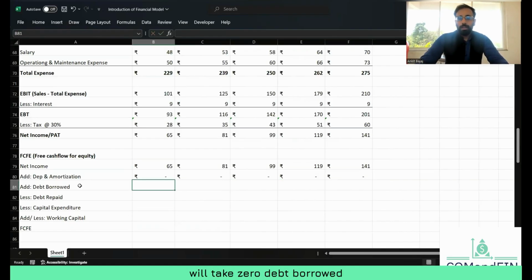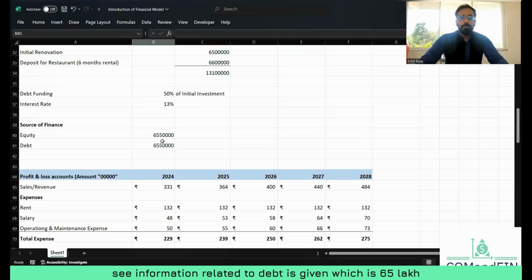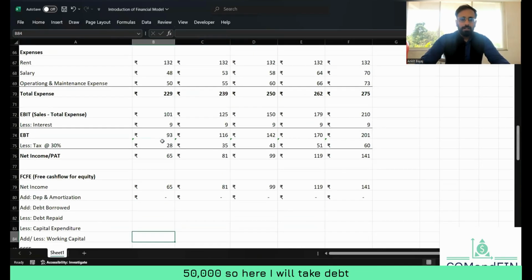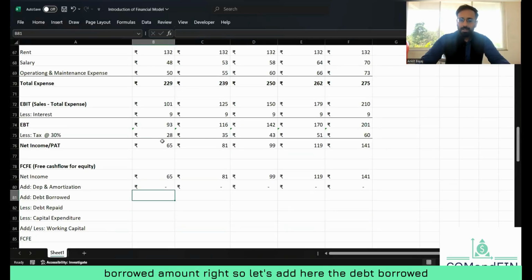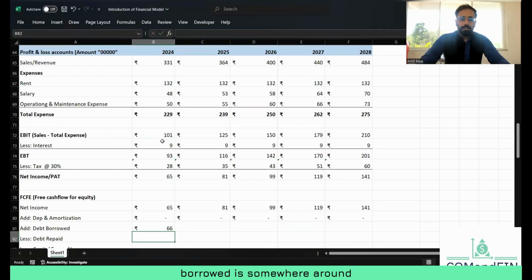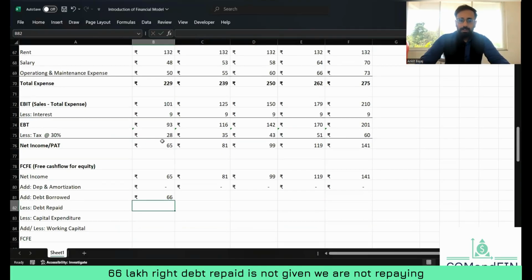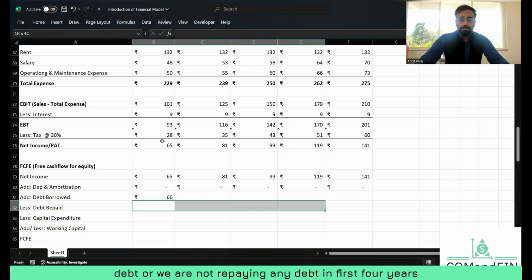Debt borrowed, right? Now in the first year, we have borrowed some debt. Here you can see the information related to debt is given, which is 65 lakh 50,000. So here I will take the debt borrowed amount, right? So let's add here the debt borrowed. We have to take this value in lakhs, so I will divide this by 1 lakh, right? So debt borrowed is somewhere around 66 lakh. Debt repaid is not given. We have not repaid any debt, or we are not repaying any debt in the first 4 years.